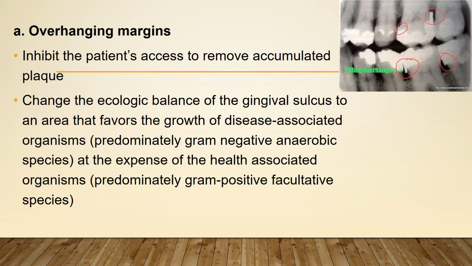In this radiograph, you can see that there are overhanging restorations in relation to maxillary molars and mandibular molars. This provides a space for plaque accumulation and the formation of bacterial colonization, and it also inhibits access for oral hygiene. This changes the ecological balance of the gingival sulcus to an area that favors the growth of disease-associated organisms, predominantly gram-negative anaerobic species, at the expense of health-associated organisms, predominantly gram-positive facultative species.